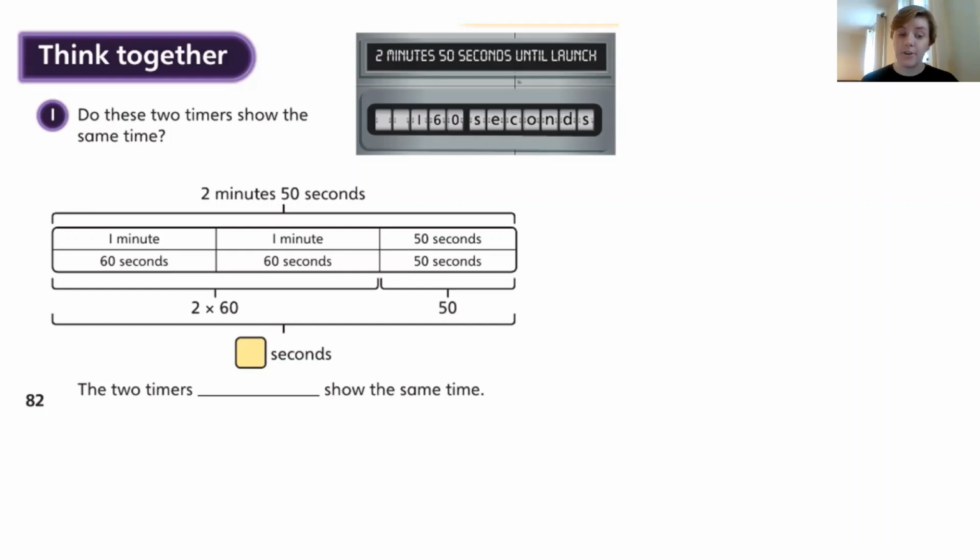Okay, let's have a look. So I started by adding them together. Now I know that I've got 60 seconds here and 60 seconds here. That's 60, 120. And if I add 120 and 50, I get 170. So in fact, this timer shows 170 seconds, but this timer shows 160 seconds. So the 2 timers do not show the same time.